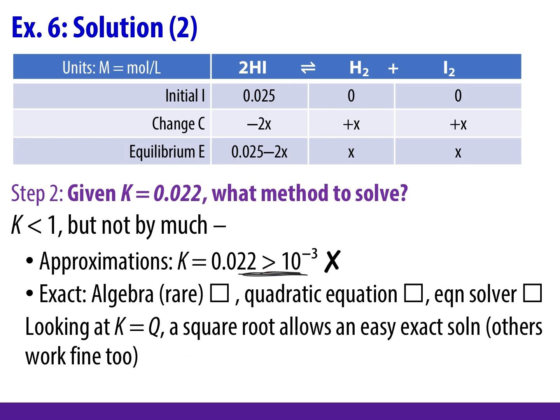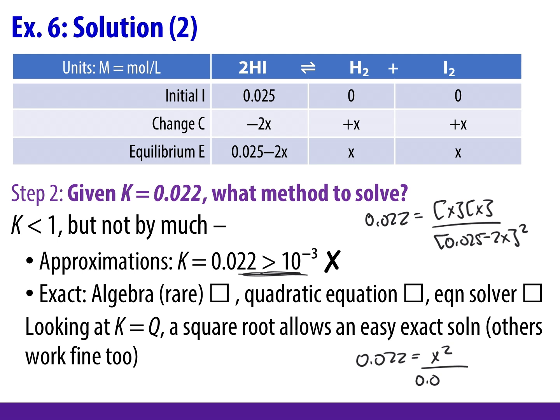In this case, though, when we actually plug in, we're going to need to solve exactly, so any of our exact solution methods could work here. When I plug in, I get something like 0.022 is equal to the products, x times x, over the reactants, 0.025 minus 2x, the whole quantity squared. Sometimes people will forget their squareds here, so if you write out K equals Q, you got that squared there. Definitely remember that when you go back and plug in. And so this gives us 0.022 is equal to x squared over 0.025 minus 2x, the whole quantity squared.